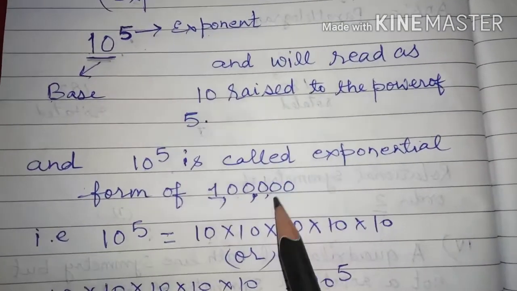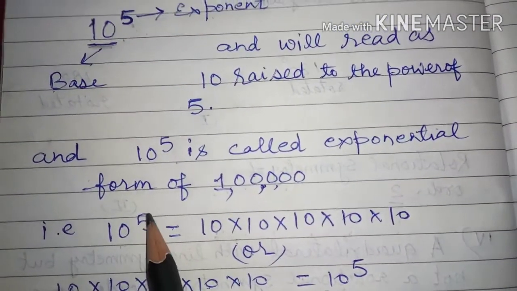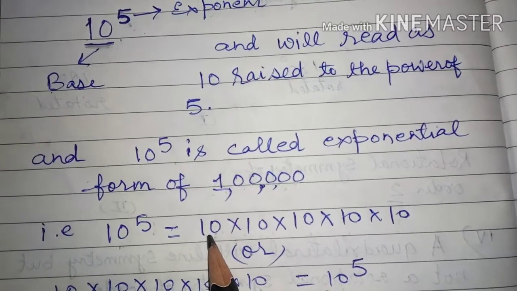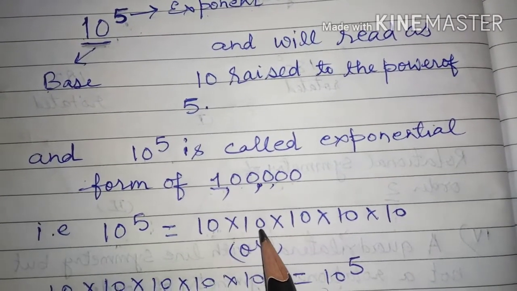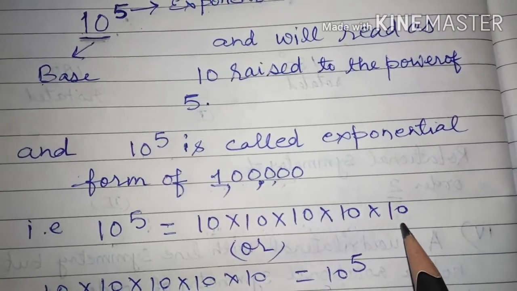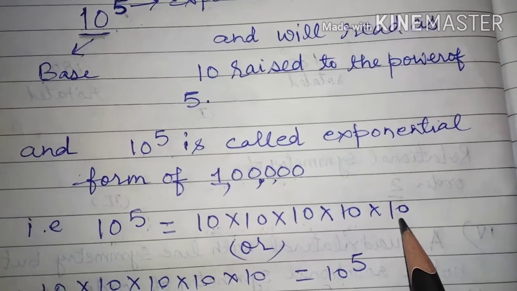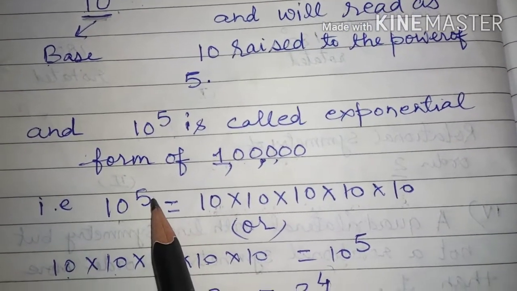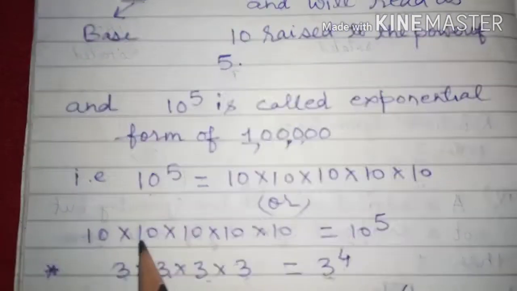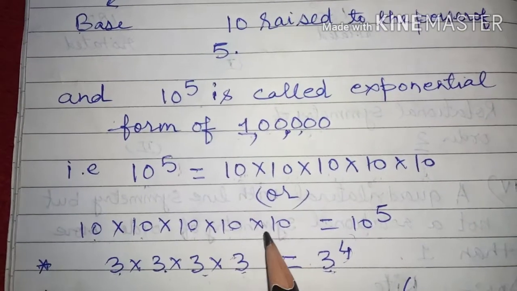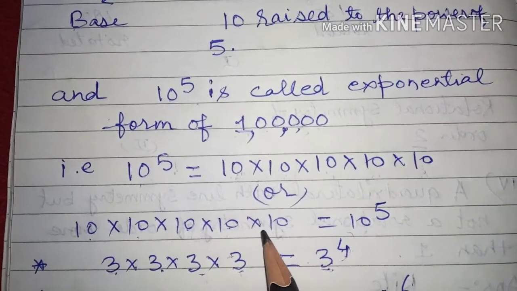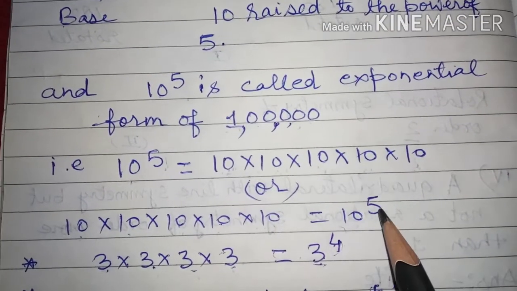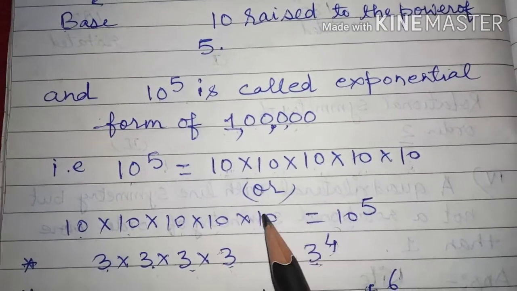How will 1 lakh come? 10 to the power 5. 10 is the base, so we will multiply 10 into 10 into 10 into 10 into 10. 5 times we will multiply 10 because its exponent is 5. This can also be written as 10 power 5. So both ways it is true.